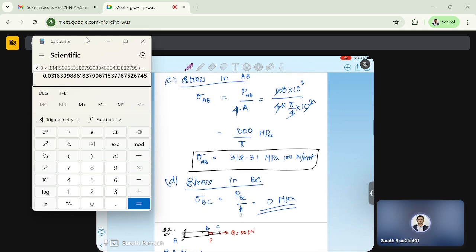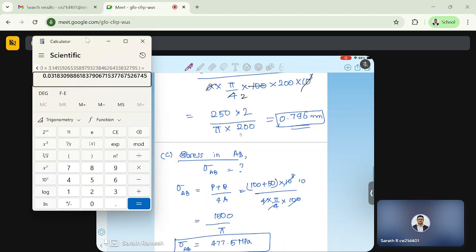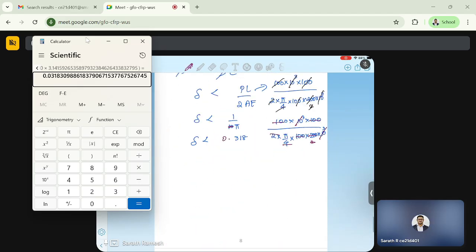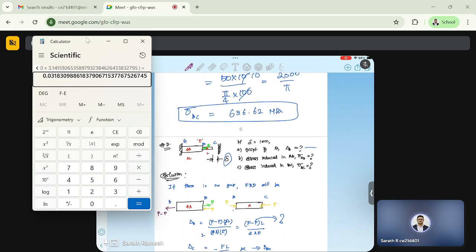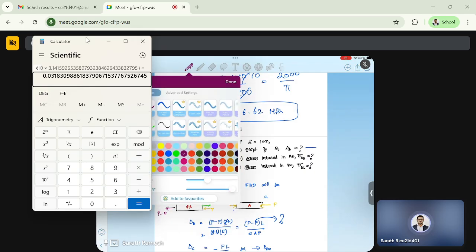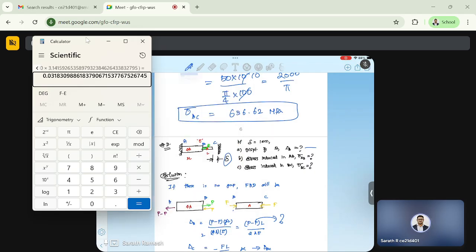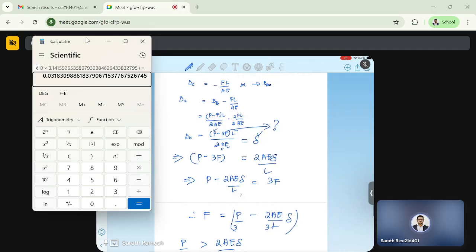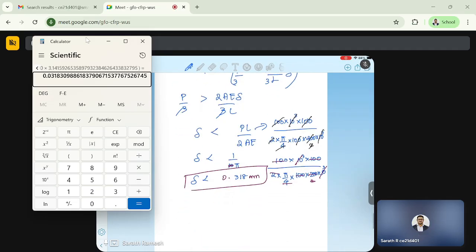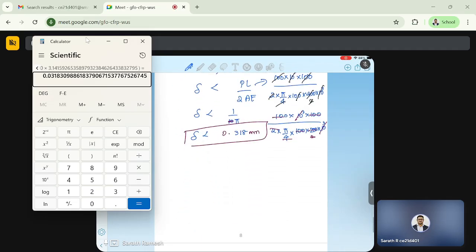AB 318.3. Fine. This is the minimum gap. Here, I might have asked a question like, what is the minimum gap required so that stresses are induced, right? So that would have been a question, right? Suppose 0.1 mm is the gap, suppose I am changing the question.